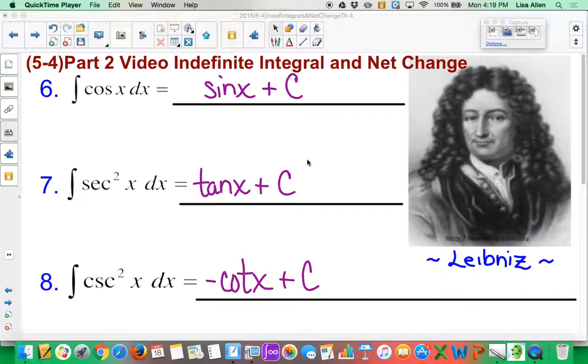I-4 Part 2 video on the indefinite integral and net change theorem. Recall that we have to memorize several general antiderivative forms, such as the ones you see in 6, 7, and 8. But I wanted to say one thing about Leibniz.